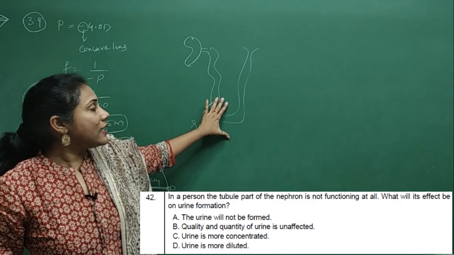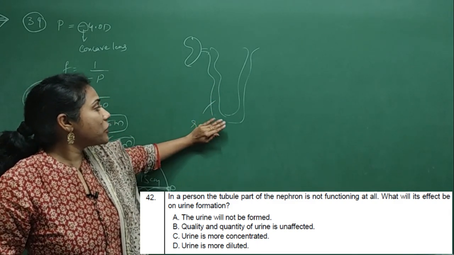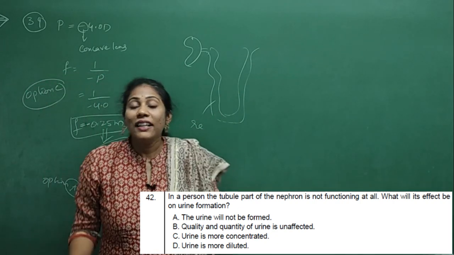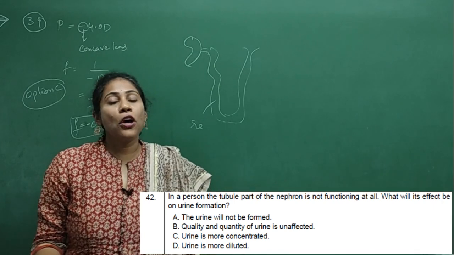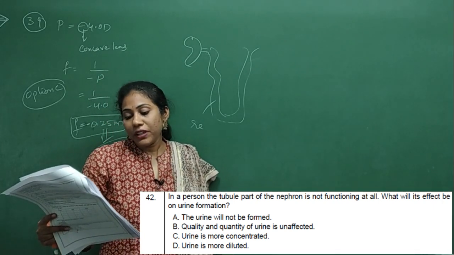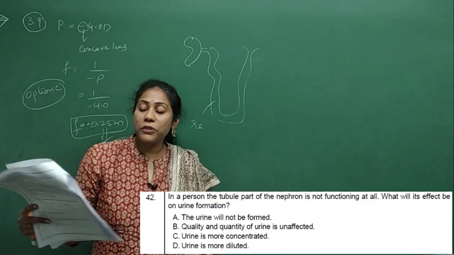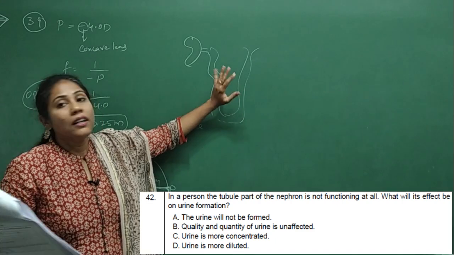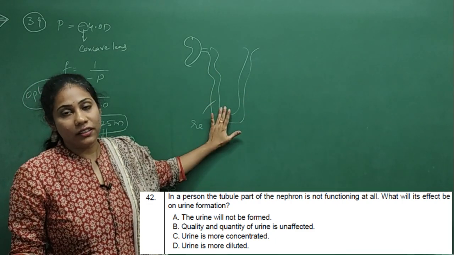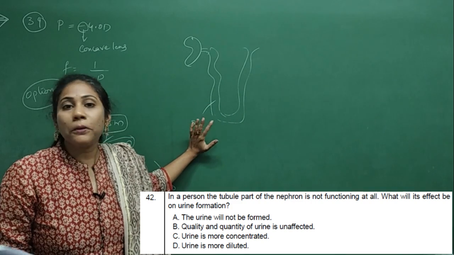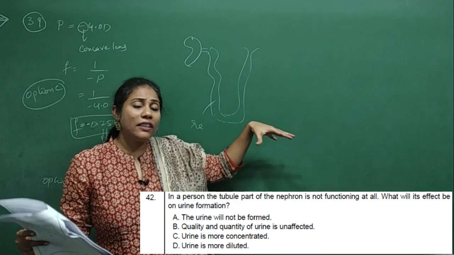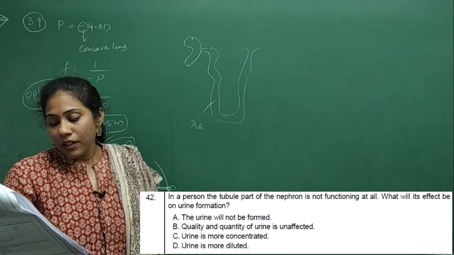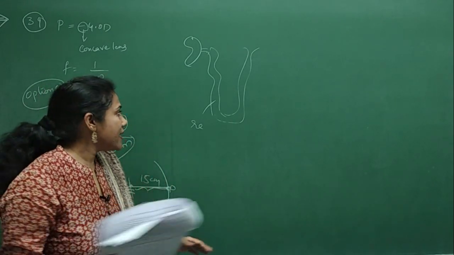So if the tubule part is not working well, reabsorption of water may not happen. You will have more water in the urine. That means you will observe a more diluted form of urine. So what is the option here? Option D, that is, urine is more diluted because water absorption may not have occurred, right? Because the tubule is not working properly. So you would observe more water in urine. So the urine is more diluted. So that's all about the 42nd question.